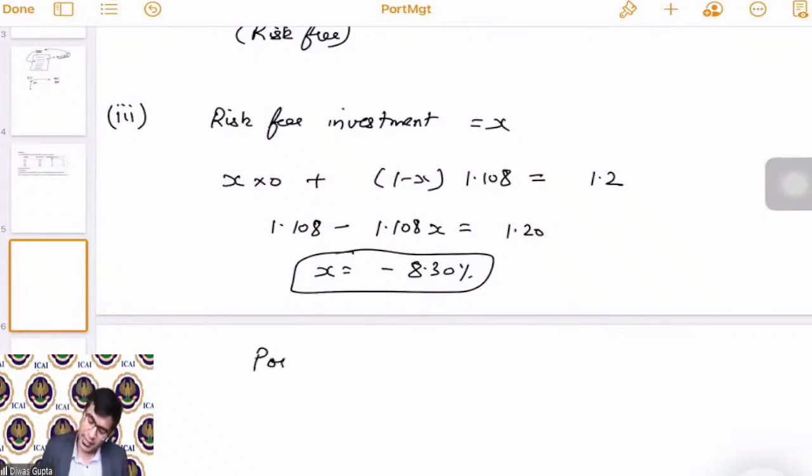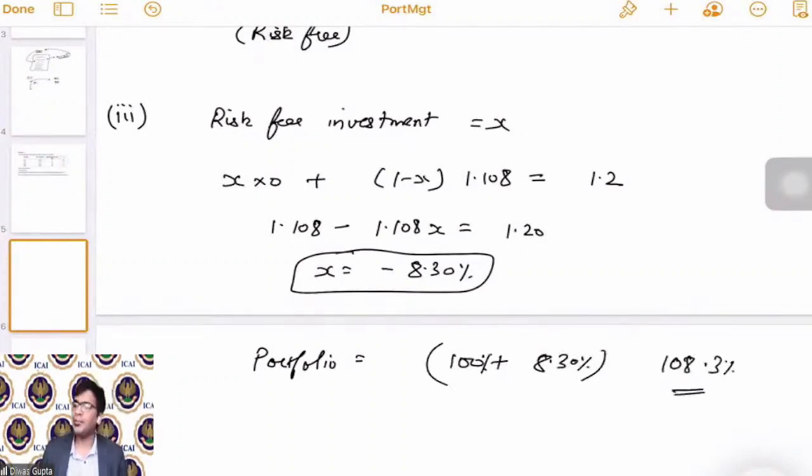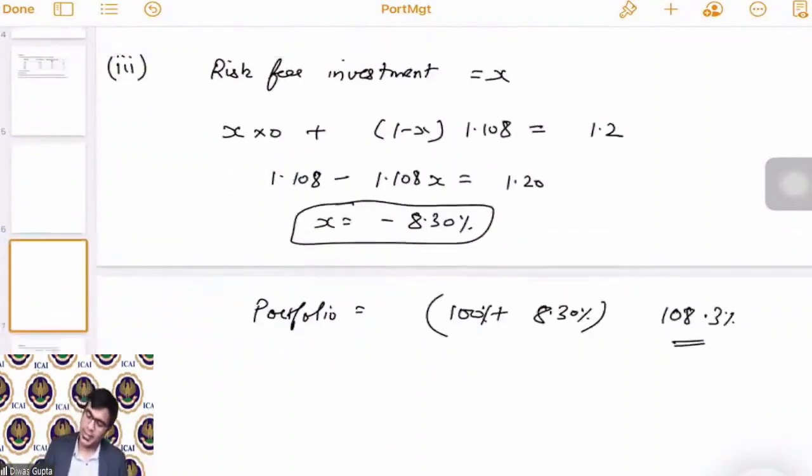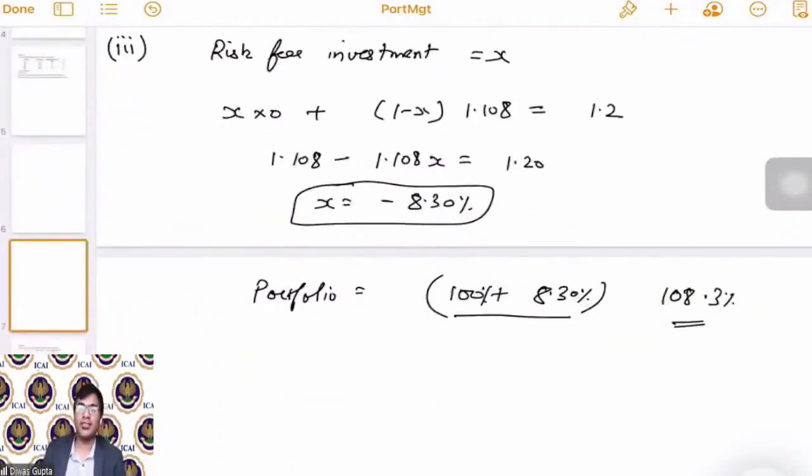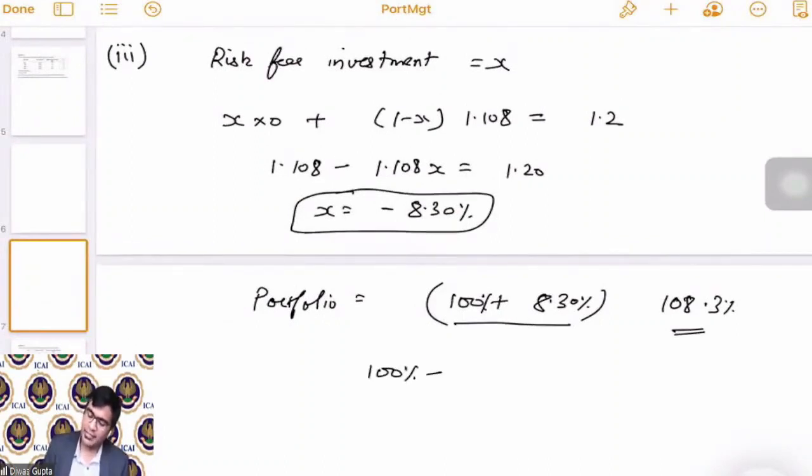So the portfolio investment should be 100 plus 8.3%, which is 108.3%, correct? So this says that minus 8.3 means you borrow 8.3% of the total investment and then do it accordingly. Why you are wondering, I've put plus here, so you can also mention it like this, because we have put in 1 minus x, correct? 1 minus x, x is minus 8.3, so 100% minus 8.3%. This will give you the same result.